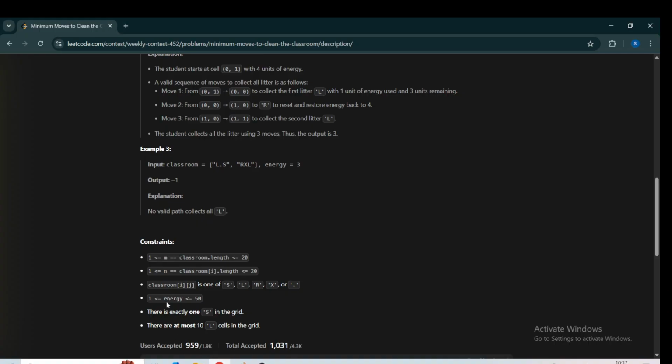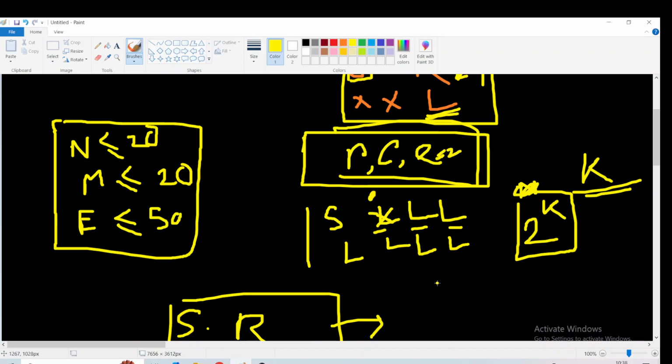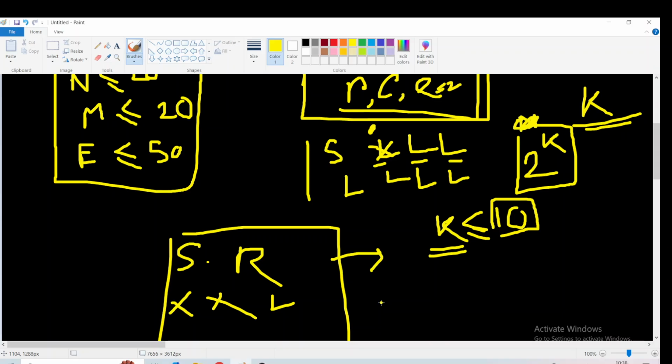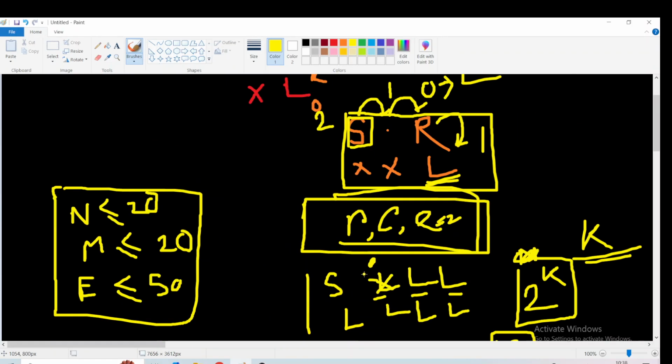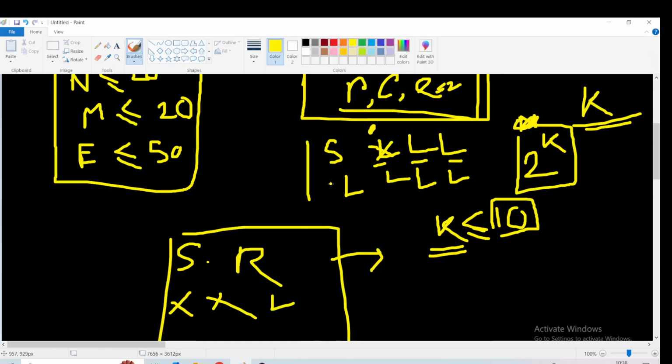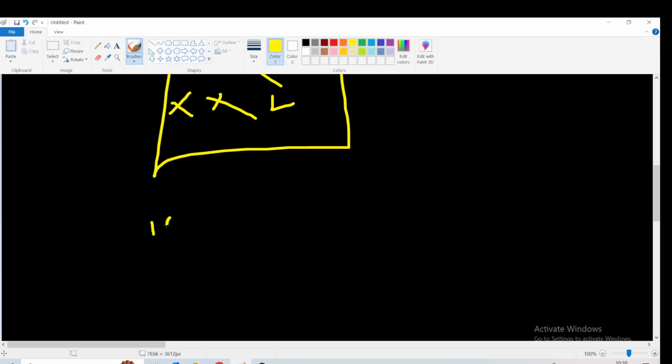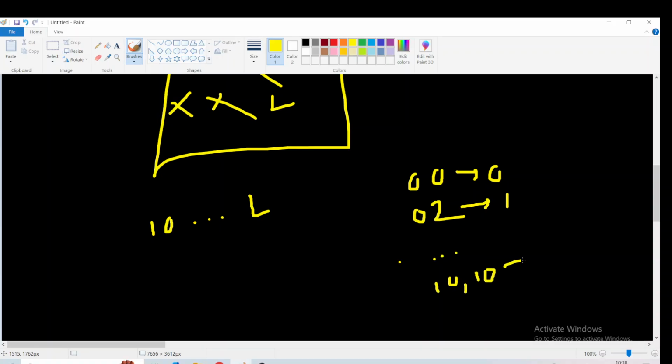Now here it is also mentioned that the total number of litter cells is 10. So we can limit that k is less than or equal to 10. The state of the grid could also be our recursion parameter. So instead of taking the entire state of the grid, I am taking a mask. Let's say there are 10 litter cells: the first litter cell is at 0,0, the second is at 0,2. So we'll map the first litter cell with 0, the second with 1, like that. Let's say the last litter cell is at 10,10, so we'll mark it as 9.